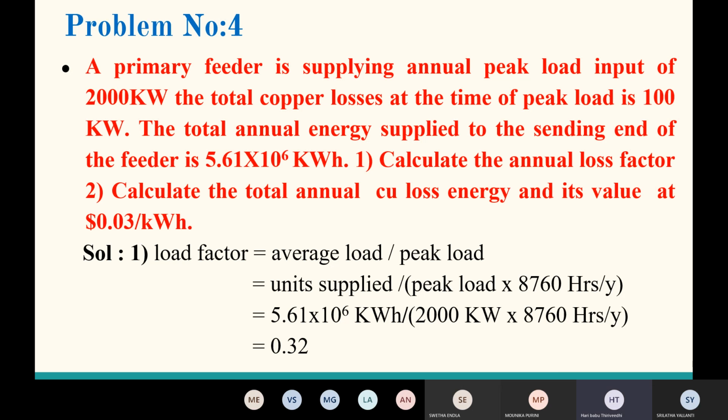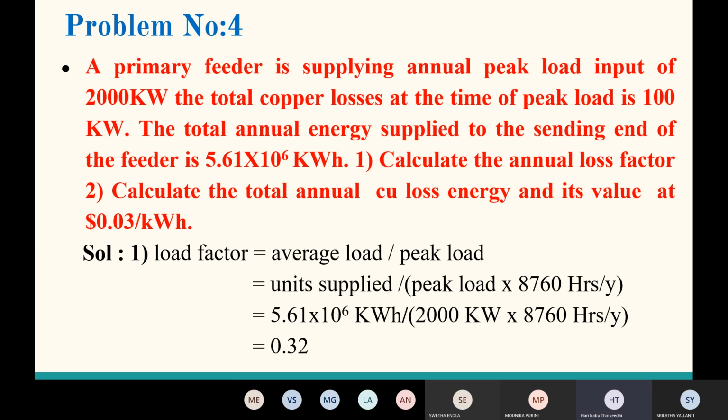To find out the loss factor first, then find out the power loss, then multiply by $0.03. Every unit requires $0.03. Suppose they ask in rupees, you can convert this at 60 or 70 rupees, but if they don't ask for conversion, just answer in dollars, as usual.